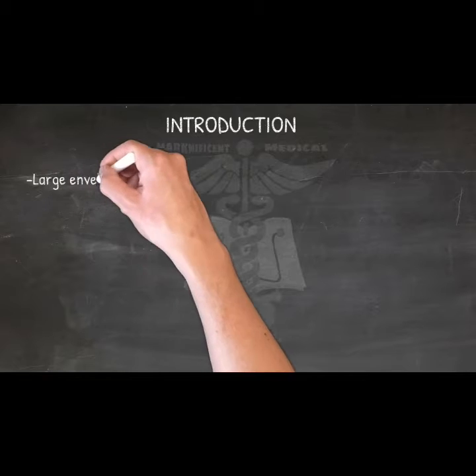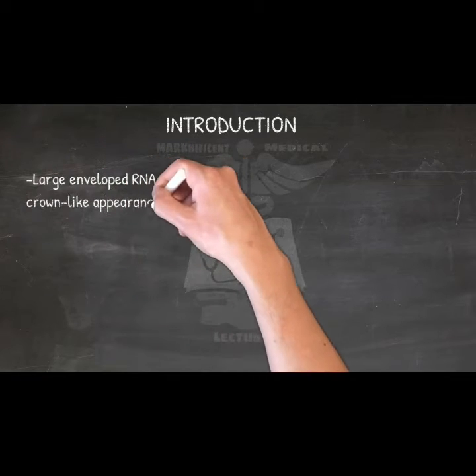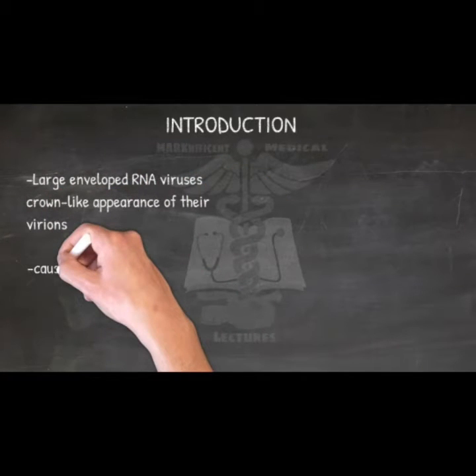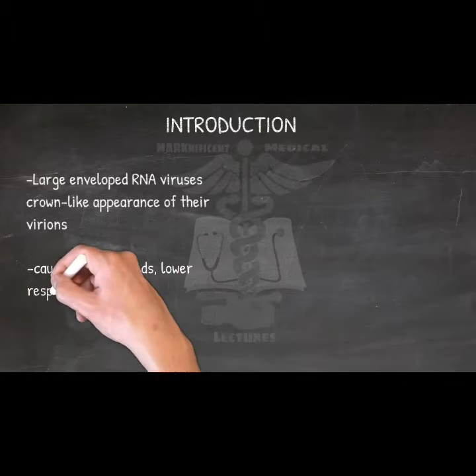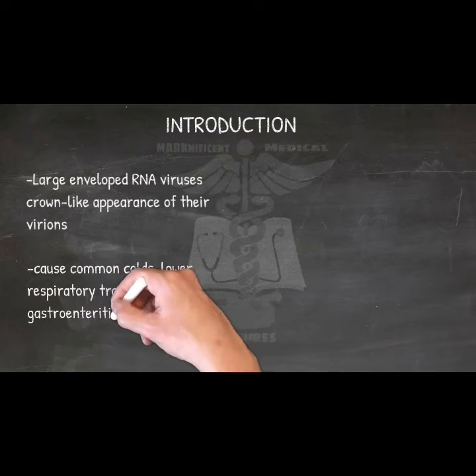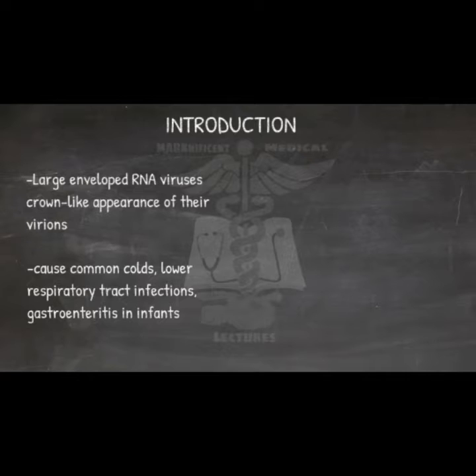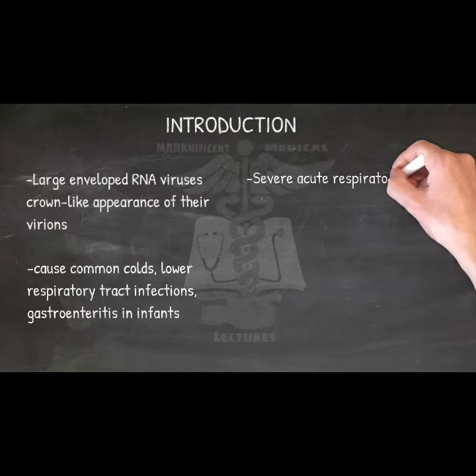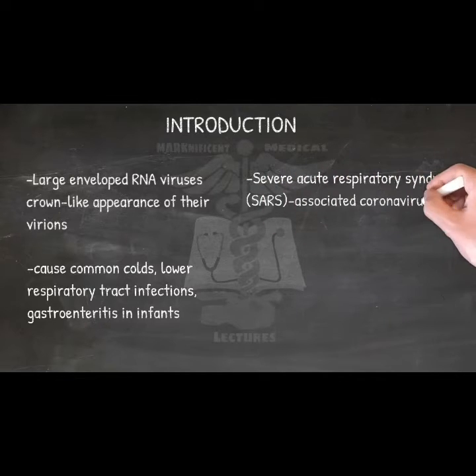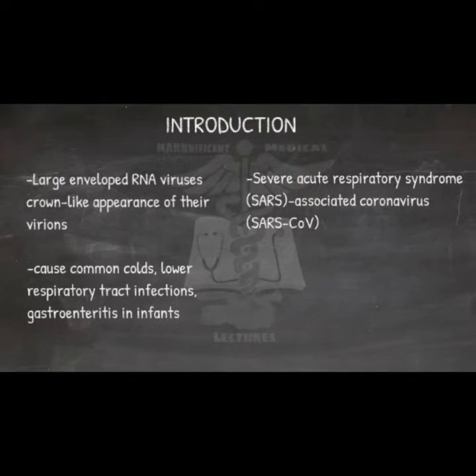Introduction. Coronaviruses are large enveloped RNA viruses. Coronaviruses were so named for the crown-like appearance of their virions on electron microscopy. Human coronaviruses cause common colds, which may cause lower respiratory tract infections, and have been implicated in gastroenteritis in infants. Severe acute respiratory syndrome (SARS)-associated coronavirus (SARS-CoV) is a described coronavirus.